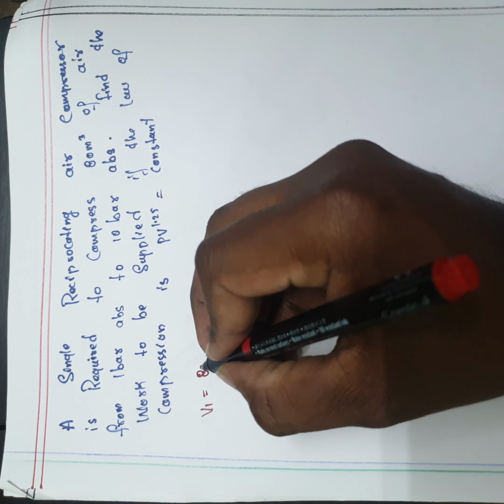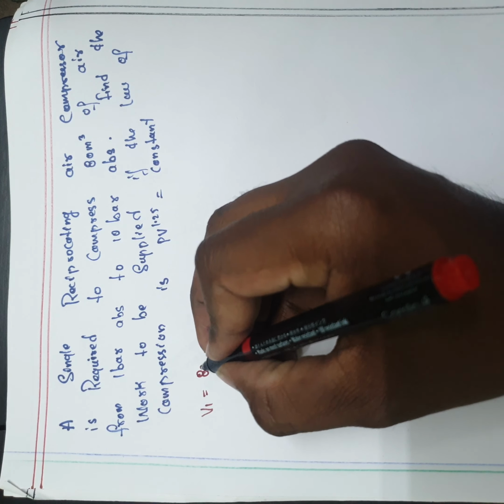R value is equal to how much? 0.29 kilojoule per kg K. This is the value of R, and R is also given in your question. So first, before finding anything, note that the process given is isothermal; it is already given in your question.